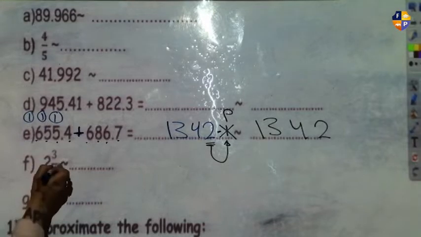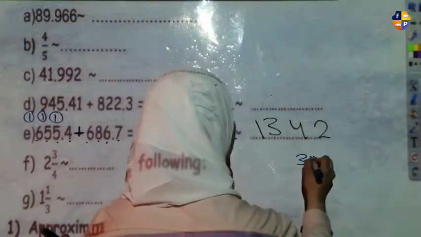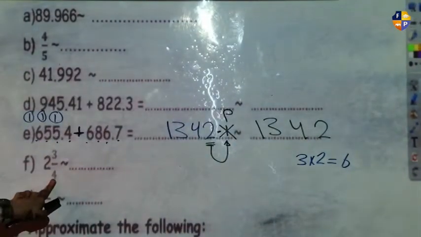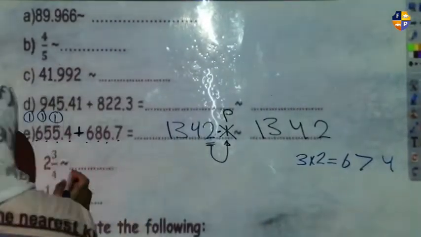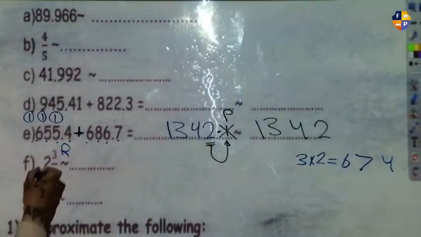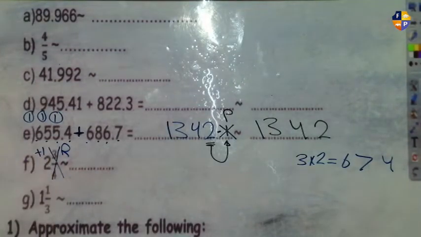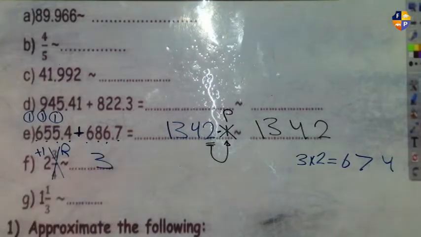Okay. Letter F, 2 and 3 quarters. I will multiply the numerator by 2. Yes, 3 by 2 equals 6. And compare the product by the denominator. 6 is greater than 4. So this fraction is rich. So cross the fraction and add 1 to the whole number. So 2 and 3 quarters will be 3.